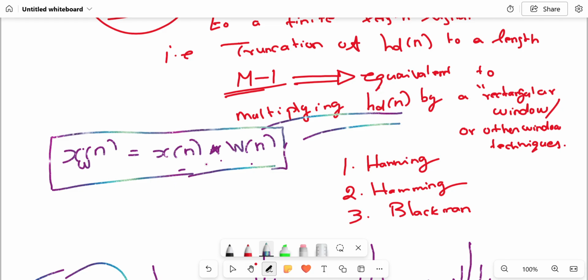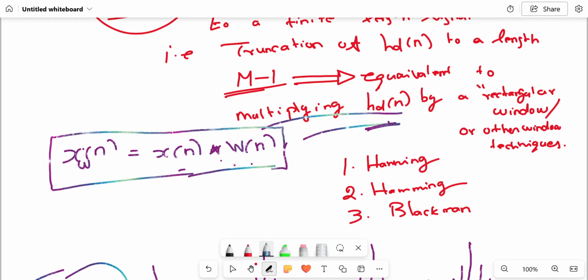So normally the multiplication of the window function w of n with hd of n is equivalent to the convolution of hd of omega with w of omega in the frequency domain representation. Clear? So now you can define the window function for different window functions.